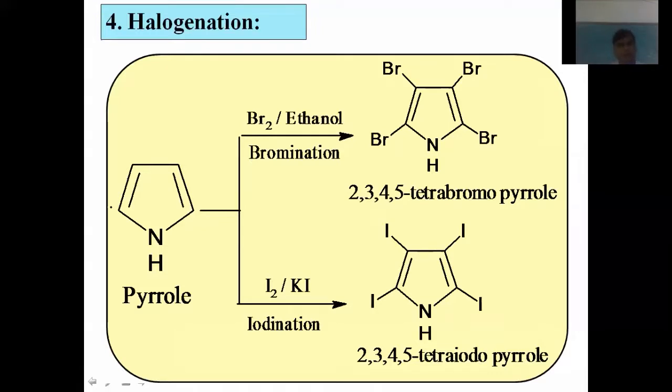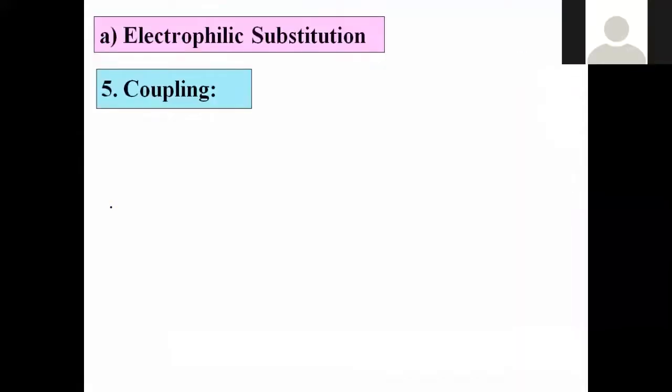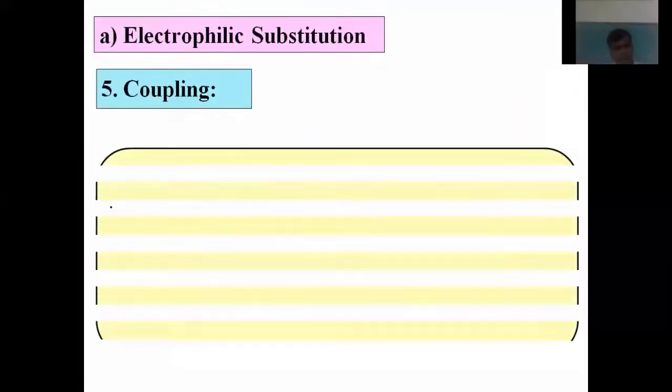Suppose we are using iodine and potassium iodide, then it is iodination. We get tetrahydropyrrole. Okay, this is an example of again electrophilic substitution reaction. Let us see one more example regarding the electrophilic substitution.